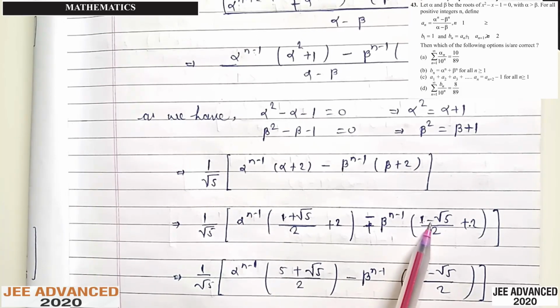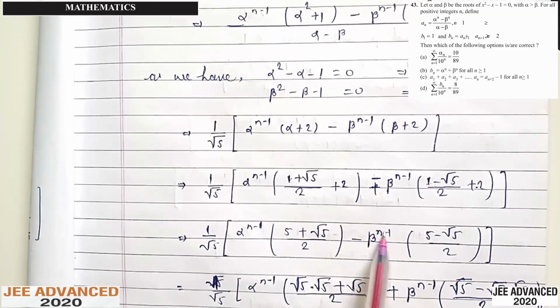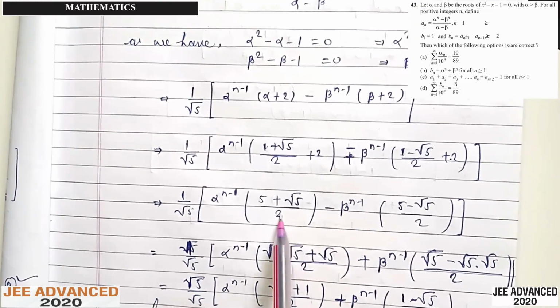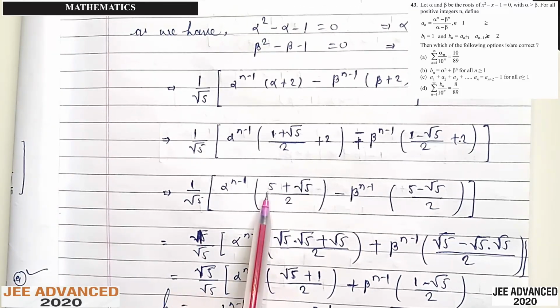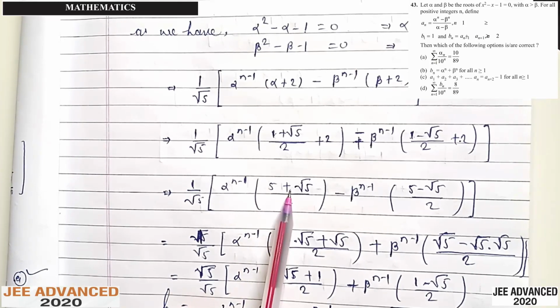Alter that negative sign: take the negative sign out and make it positive. You will get the further steps here. So 5 plus root 5 by 2, 5 minus root 5 by 2. So root 5, take it out from here. 5 can be written as root 5 into root 5, which means 5.